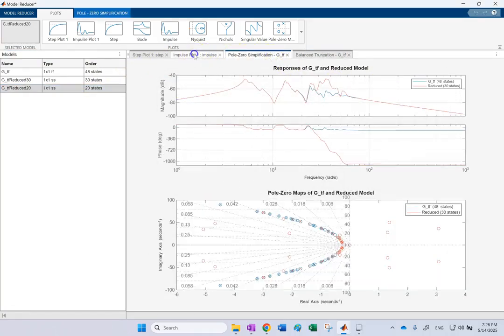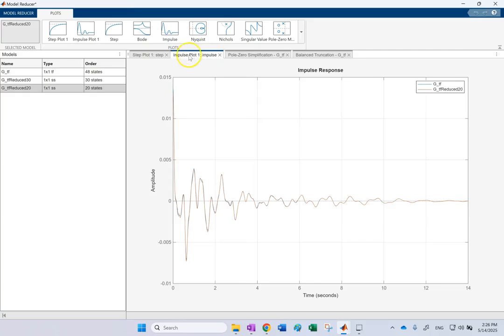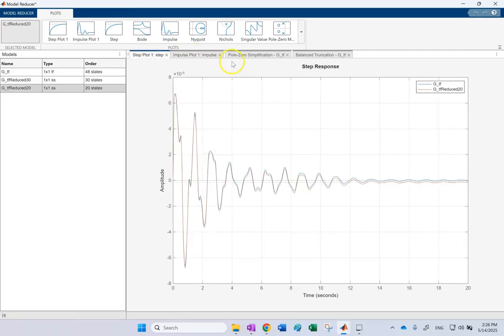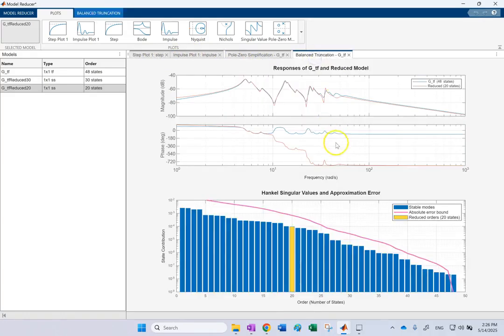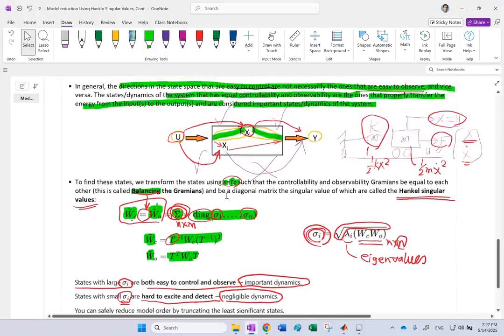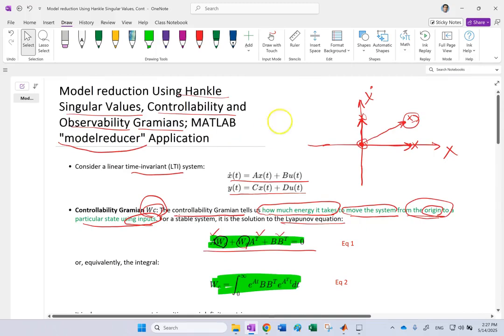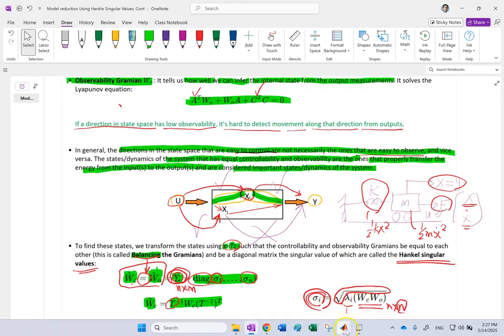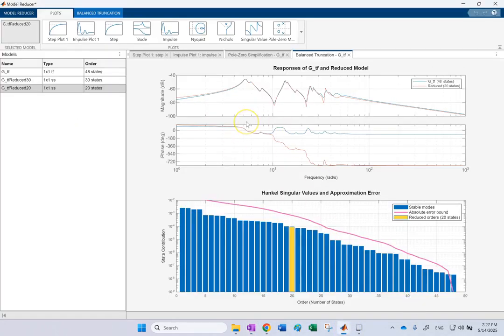So here, I see that, for instance, in terms of impulse response, they are very good. In terms of step response, they are very good. In terms of magnitude of frequency response, they are almost perfect. The only thing that I might be concerned about is the phase. Other than that, they are doing great. So this is the essence of Hankel singular values, the controllability and observability Gramians, and how the MATLAB Model Reducer app can help you get rid of a bunch of dynamics that are not super important.